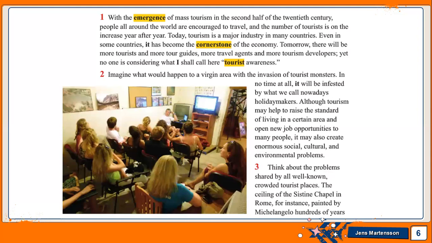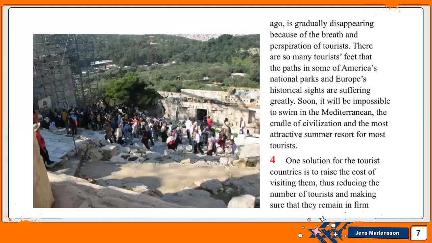Paragraph 3. Think about the problems shared by all well-known crowded tourist places. The ceiling of the Sistine Chapel in Rome, for instance, painted by Michelangelo hundreds of years ago, is gradually disappearing because of the breath and perspiration of tourists. So that place is getting affected because of the breath and perspiration of the tourists, as simple as that.